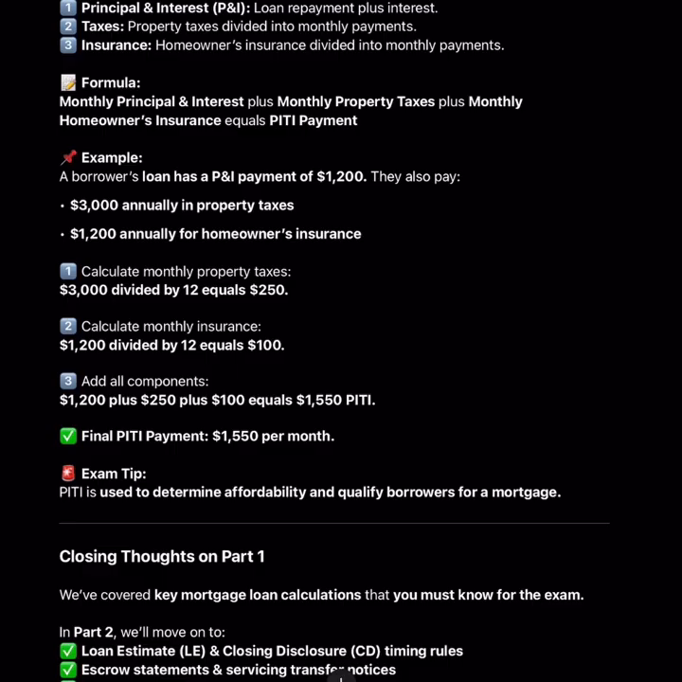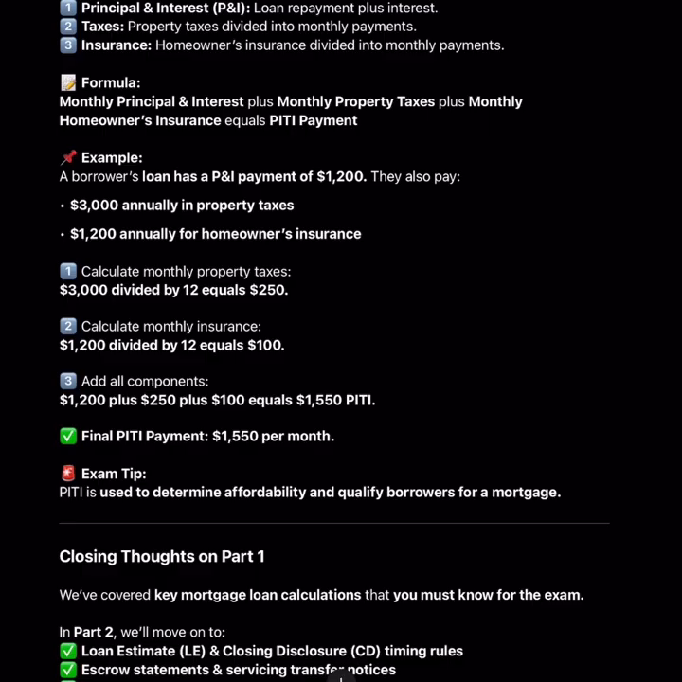Principal, interest, taxes, and insurance payments. 1. Principal and interest, P&I, loan repayment plus interest. 2. Taxes, property taxes divided into monthly payments. 3. Insurance, homeowner's insurance divided into monthly payments. Formula: monthly principal and interest plus monthly property taxes plus monthly homeowner's insurance equals PITI payment.